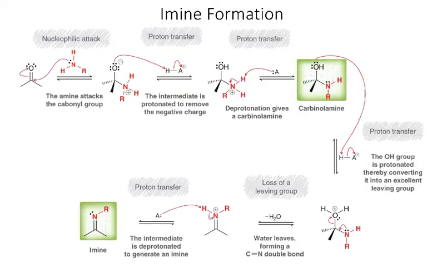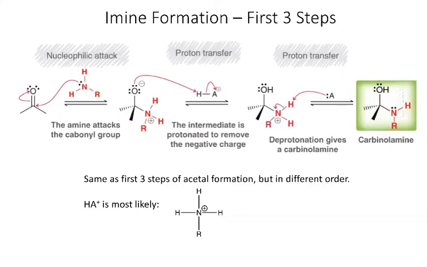All right, so just like we did with the oxygen nucleophiles, we want to look at the mechanism. And again, I'm going to break it into two parts. This is the whole mechanism, but there's a total of 6 steps, and I'm going to break it into 3 and 3 steps. The first 3 steps of the imine formation are the same first 3 steps as in the acetal formation, but they occur in a different order. In the case of the acetal formation, we went proton transfer, nucleophilic attack, proton transfer. In this case, we're going to go nucleophilic attack, proton transfer, proton transfer. And we'll talk about why we have this difference in a couple slides.